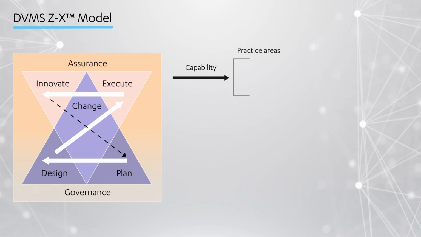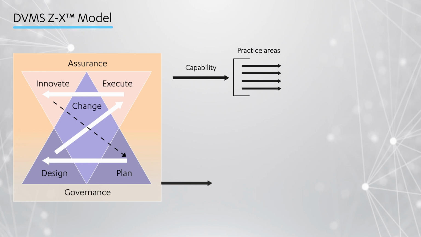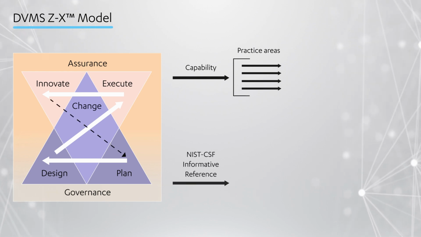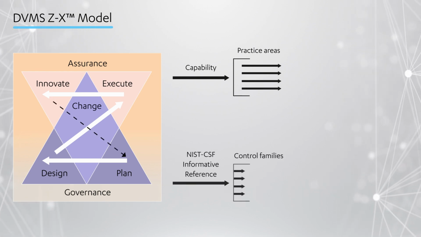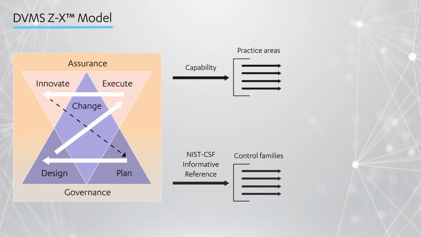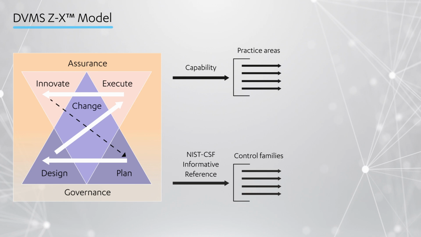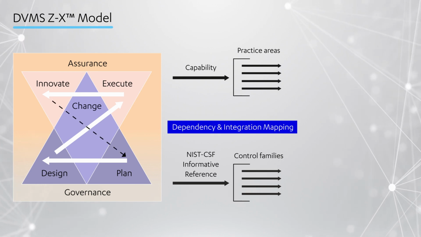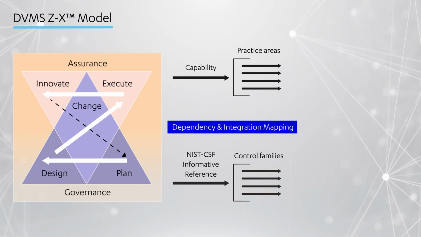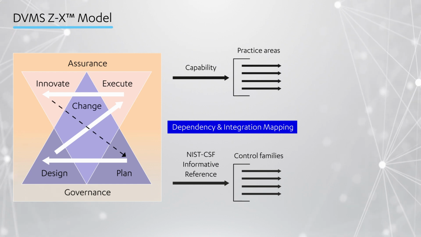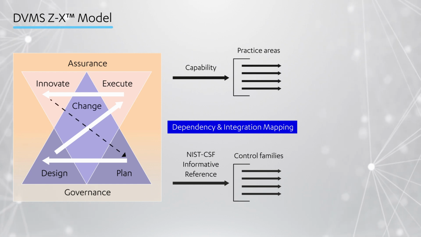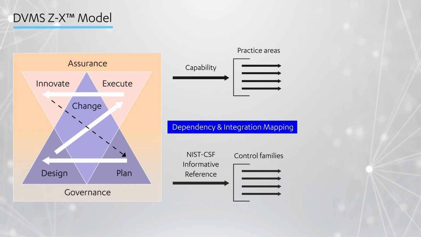So, using the ZX model allows us to establish for each of those 7 capabilities a key set of practice areas, and then we can start thinking about when we want to implement a set of cybersecurity controls from some particular informative references in support of our NIST cybersecurity framework objectives. How exactly do we create the appropriate alignment and integration between those organizational capabilities and those controls?